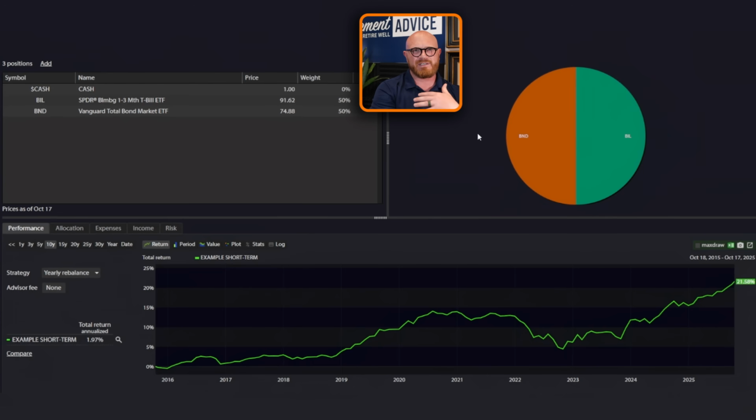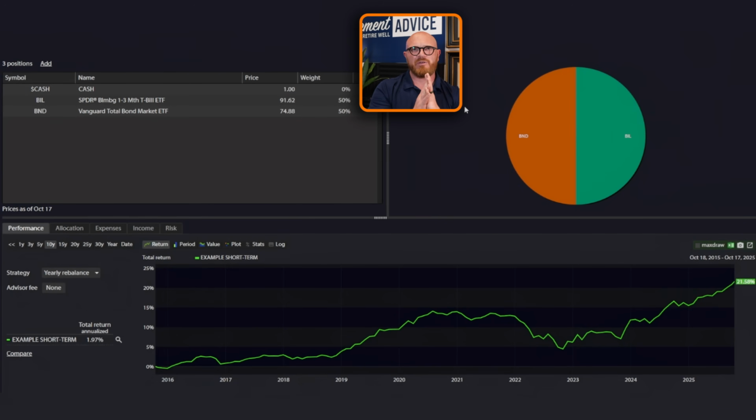The idea for this is that we're matching up the duration of the bonds, the length to maturity of those bonds, with the time frame that we're going to be spending that. Now I have to say, with this particular portfolio, we're not trying to maximize returns. We might invest in other things, but what we're really trying to do is preserve capital. So you could even get more conservative than this if you wanted by having a higher allocation of short-term treasuries, a higher allocation of BIL versus BND.